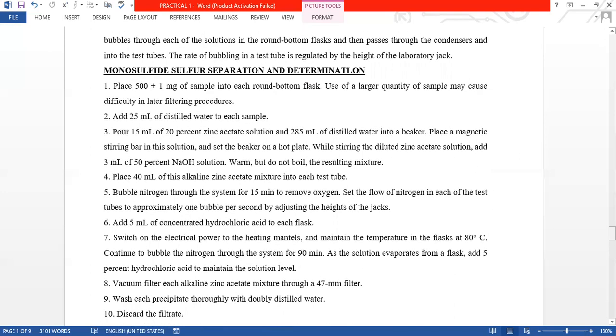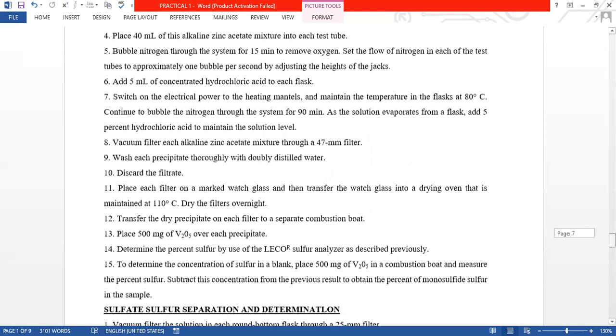First, we have to place the sample into the round bottom flask. Then we add distilled water to the sample. After that, we add zinc acetate into the beaker and place a magnetic stirrer in the solution. After that, NaOH is added, but do not boil the resulting mixture. Then we add the zinc acetate mixture into the test tube and bubble nitrogen through the system for 15 minutes to remove the oxygen.